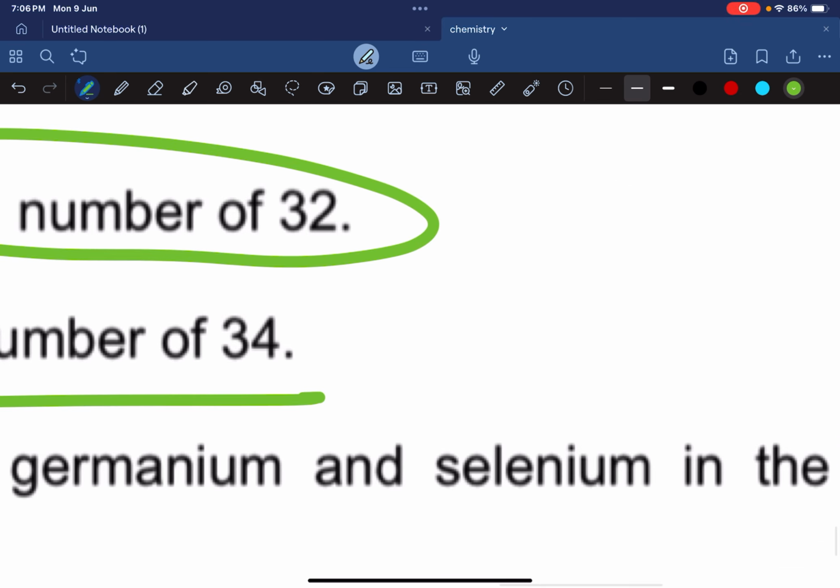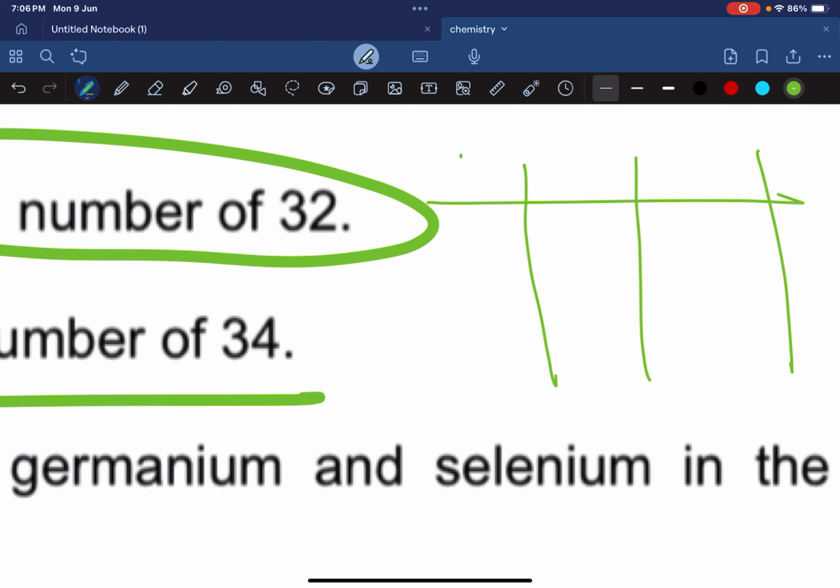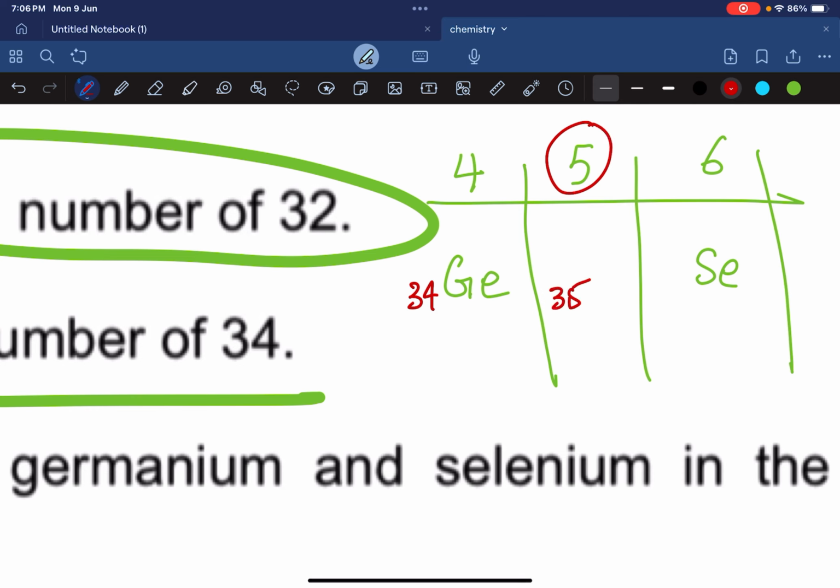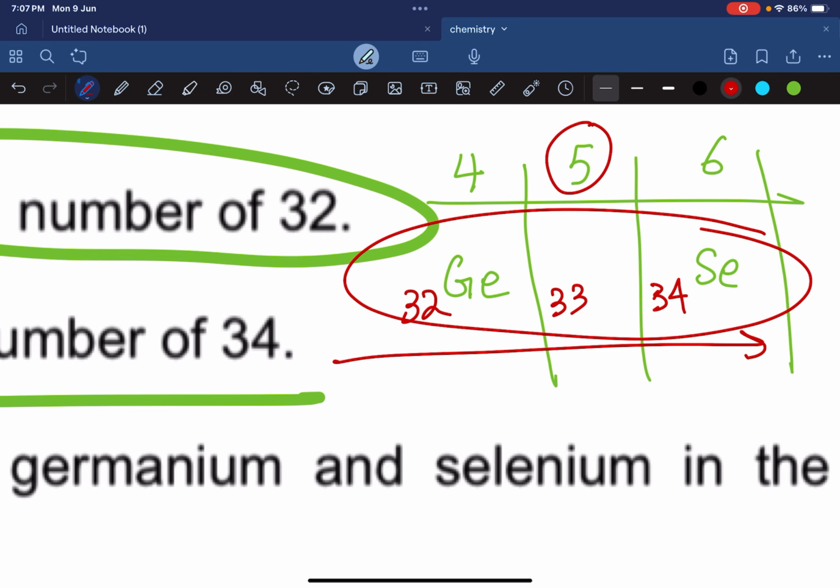Because if this is my periodic table, the elements are arranged according to proton numbers. This is my group 4, this is my group 5, this is my group 6. Over here is my germanium, GE. Over here is my selenium, SE, which has a proton number of 34. Sorry, germanium is 32. So whatever is next to it has a proton number of 33, and selenium over here is 34. So it's across the same period. The period is the same.